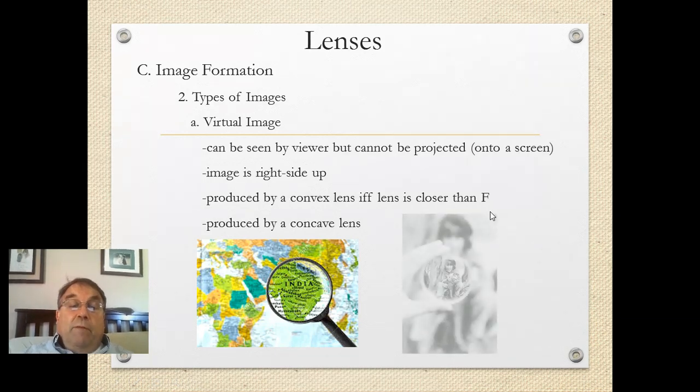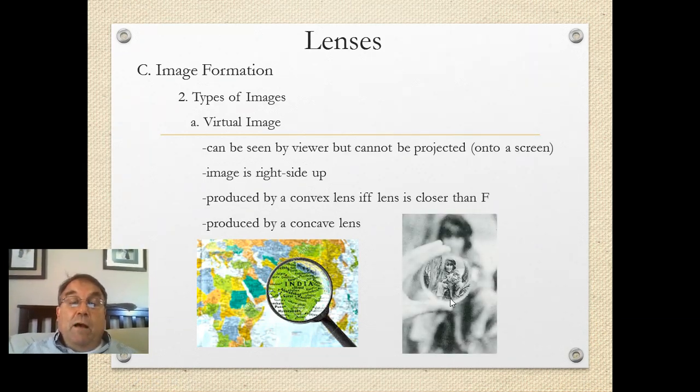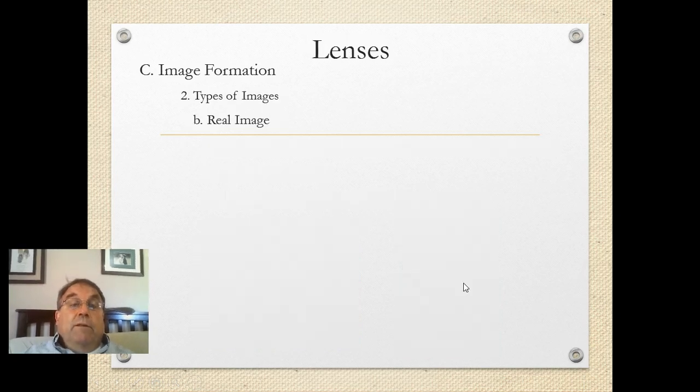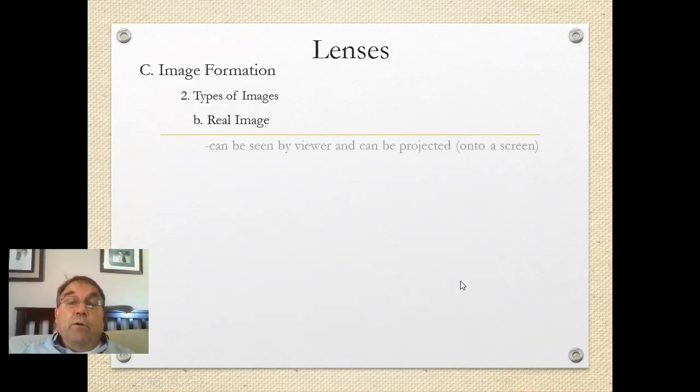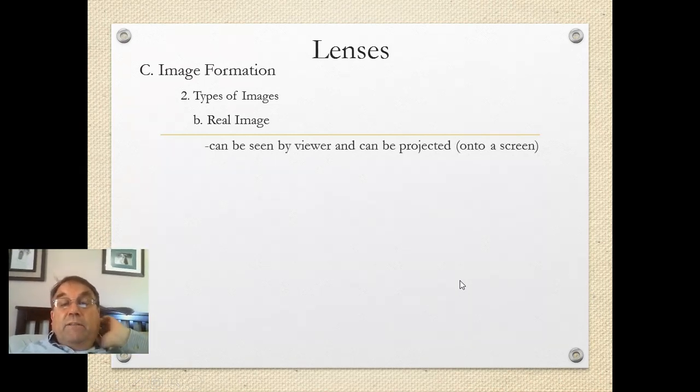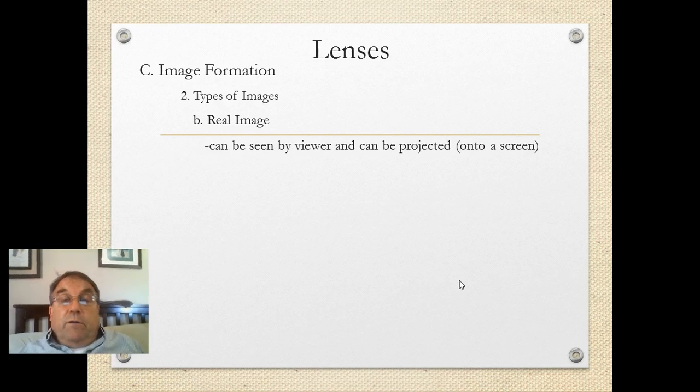And then the second way of producing a virtual image is with a concave lens. So when you see an image that's right side up and different sized through a lens, then it's a virtual image. There's no way for you to project that onto a screen. Okay, the other type of image is a real image, meaning you can project it onto a screen. You can see it, the viewer can see it, and it can be projected onto a screen.